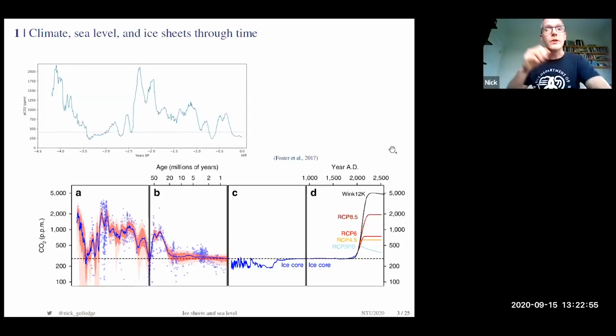Just to show the context of where we're headed in terms of the future scenarios, those RCP scenarios for the next few centuries in the context of the longer term CO2 changes. Next slide, please.